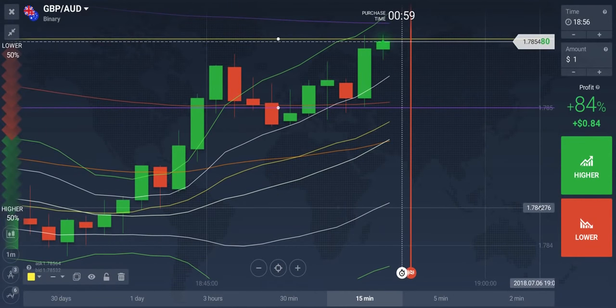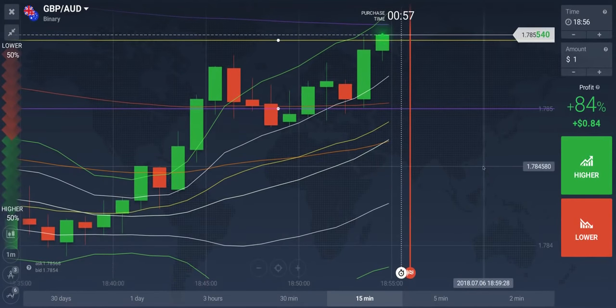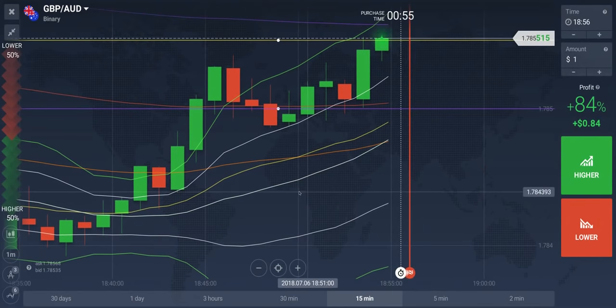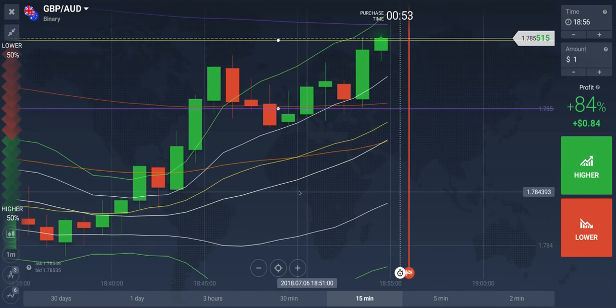And I hope this helps you understand how you can implement EMAs and BB levels to further understand price action.